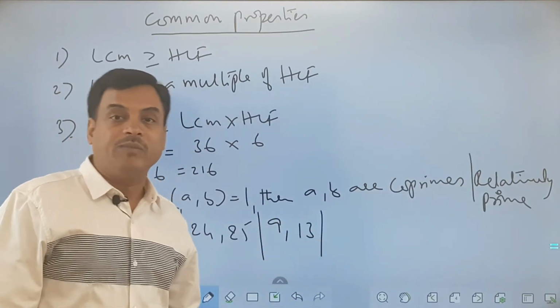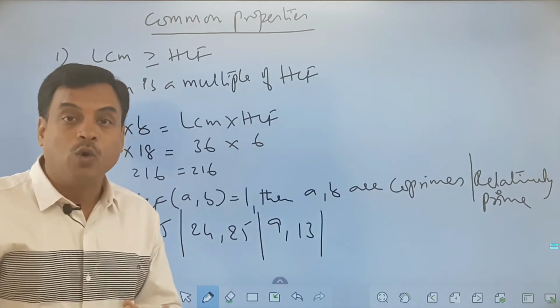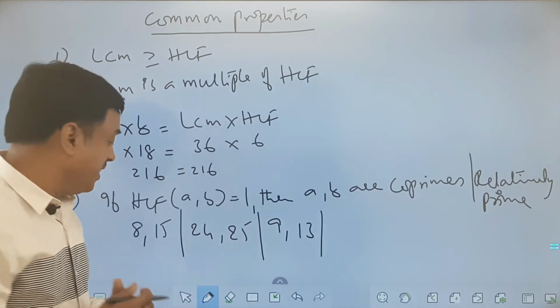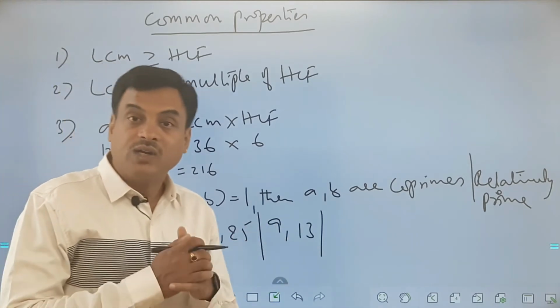We all know 13 is a prime number. 9 and 13 has 1 as a common factor. Therefore, they are co-primes. So what are co-primes, friends? When the HCF of the two numbers is 1, they are said to be co-primes.